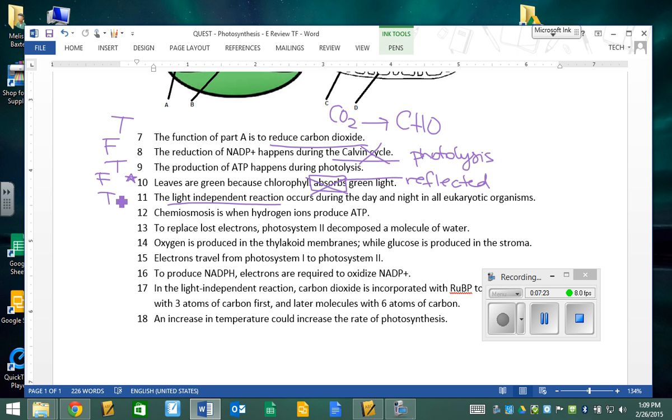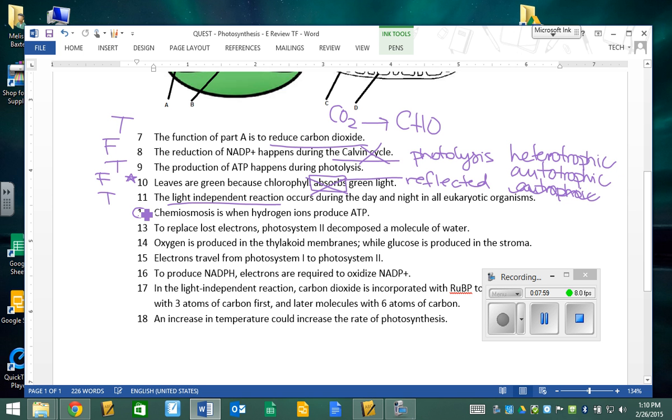Now I'm just going to point out a word that I often use at the same time as this. Sometimes I will say instead of eukaryotic, I'll use the words autotrophic or heterotrophic. Remember, autotrophic means makes their own food. Heterotrophic means does not make their own food. Autotrophs can do both photosynthesis and cell respiration. Heterotrophs can only do cell respiration.